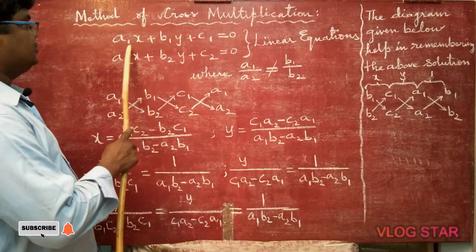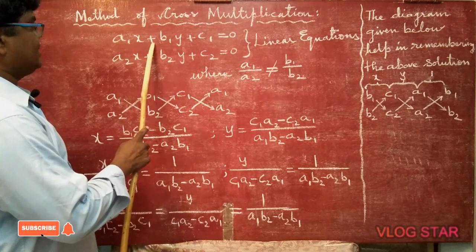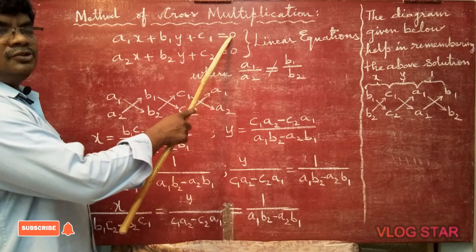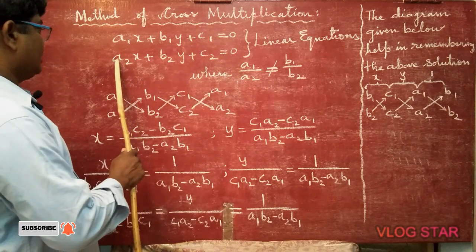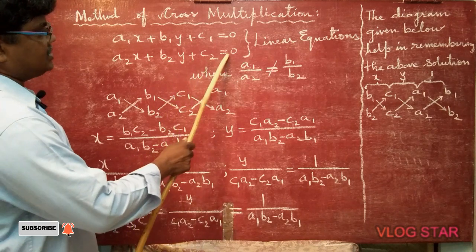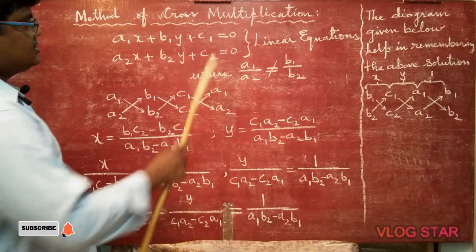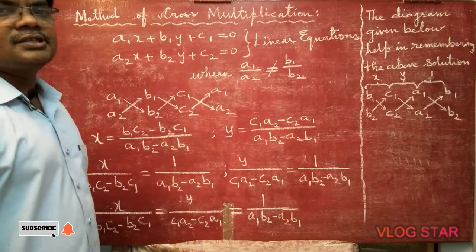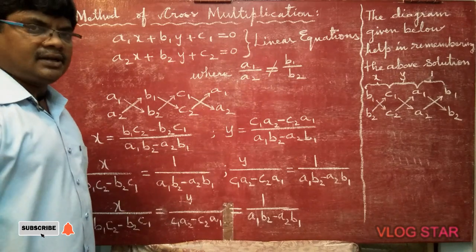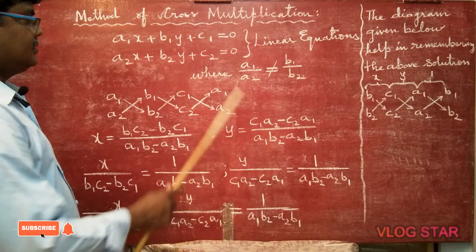These are a1x plus b1y plus c1 is equal to 0. This is one linear equation. a2x plus b2y plus c2 is equal to 0. These two are linear equations. Simultaneously we are going to solve these linear equations. In the simultaneous linear equations chapter only, this is another method.